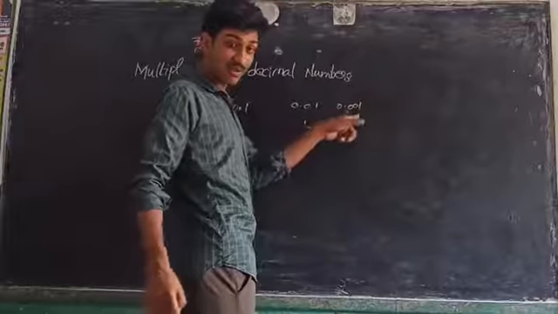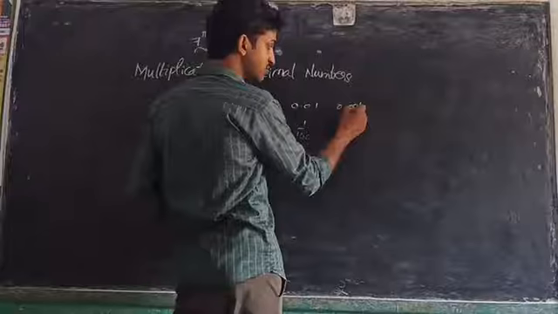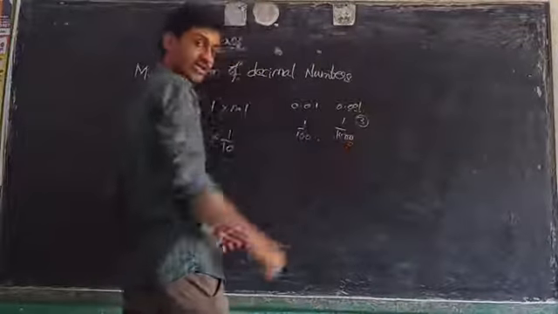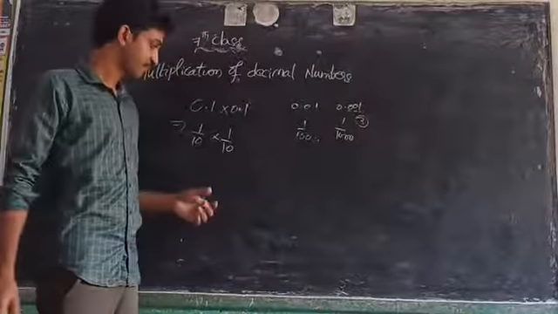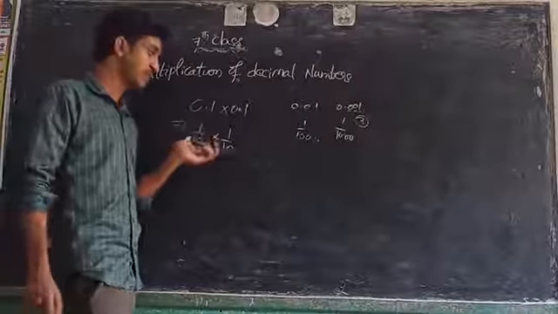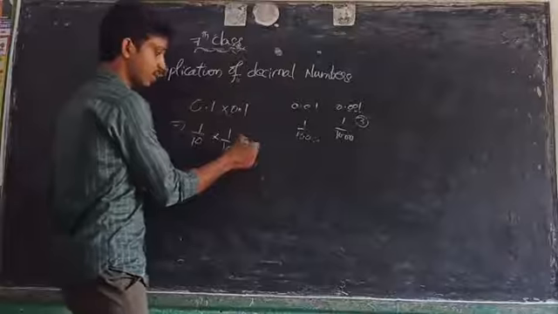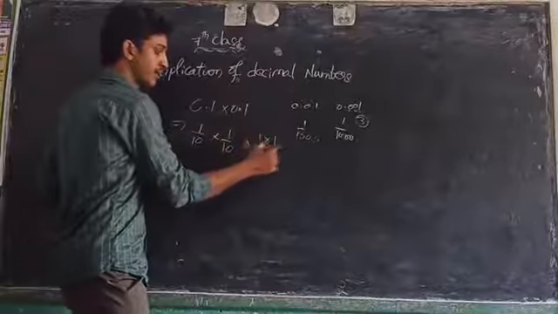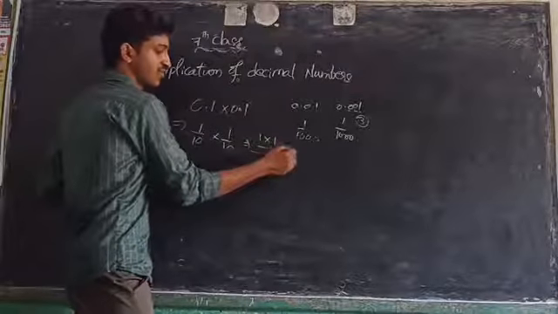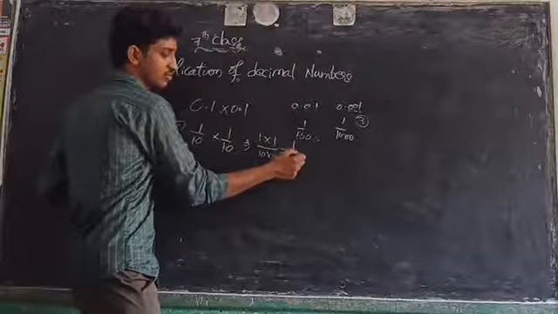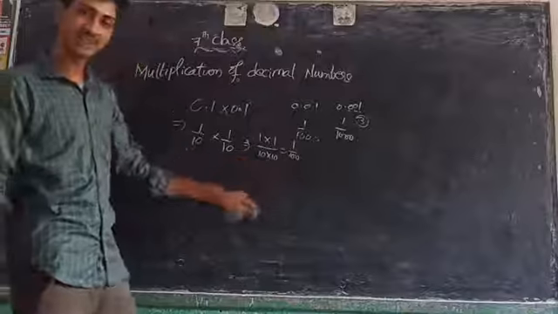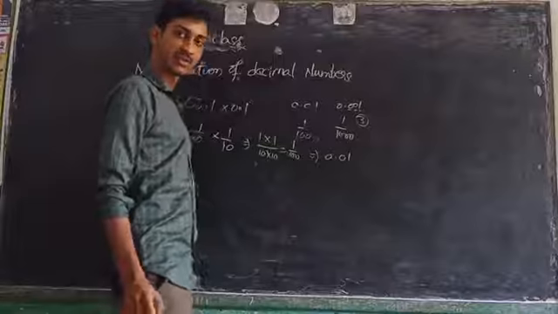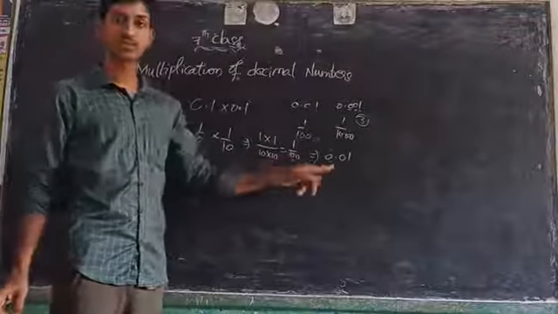Here after the decimal point we have 3 places, 0, 0 and 1, 3 digits, so we have to place 3 zeros. Okay children, so 0.1 means 1 by 10, so 1 by 10 into 1 by 10. How can we multiply two fractions? Simply numerator into numerator and denominator into denominator. So 1 into 1 is 1 and 10 into 10 is 100. So it becomes 1 by 100, which means 0.01.